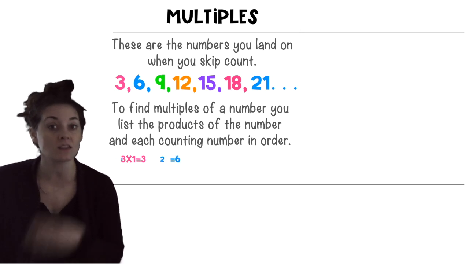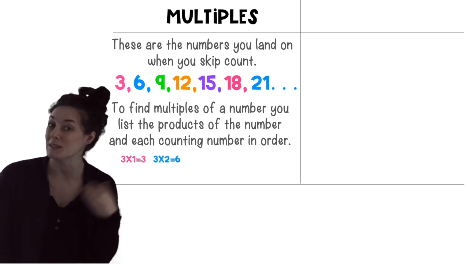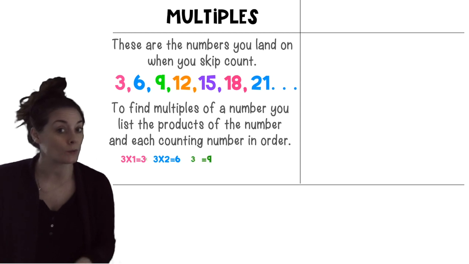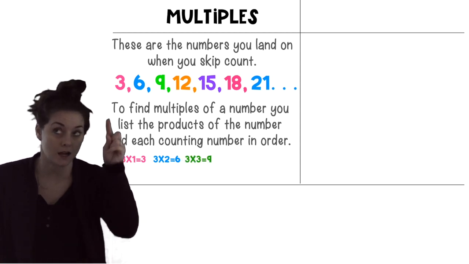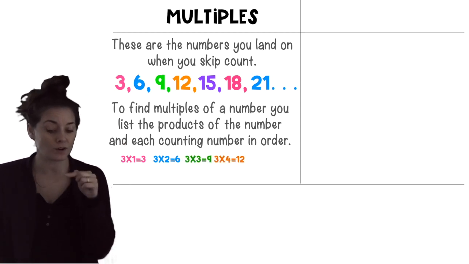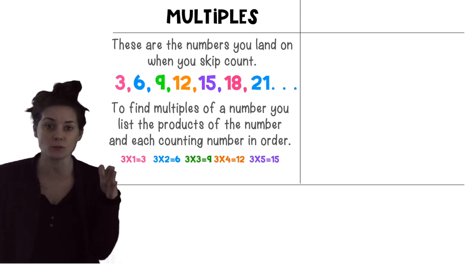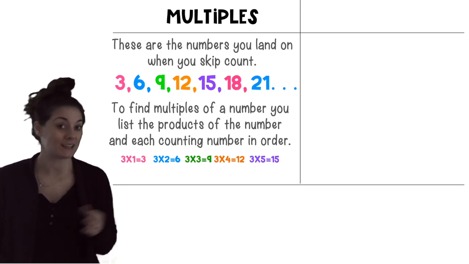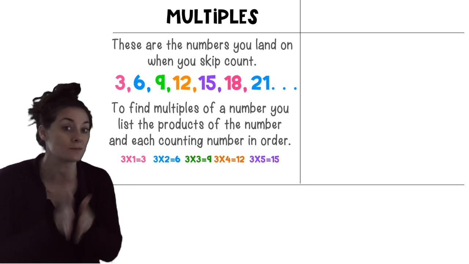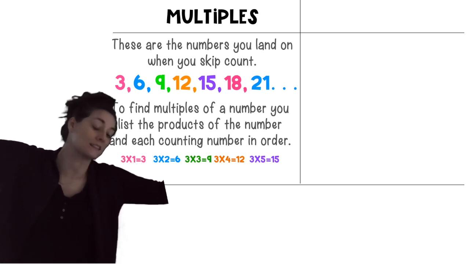Then the second would be 3 times 2, which is 6. The third would be 3 times 3, which is 9. The fourth would be 3 times 4, which is 12. And then the fifth would be 3 times 5, which is 15. And again, it just goes on and on and on because multiples are infinite.